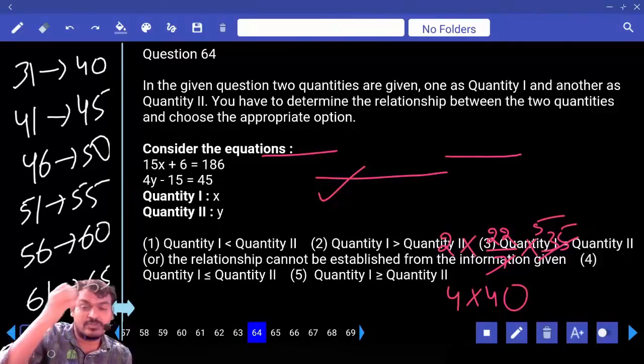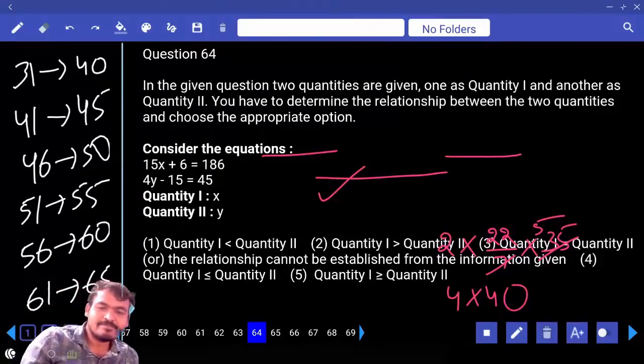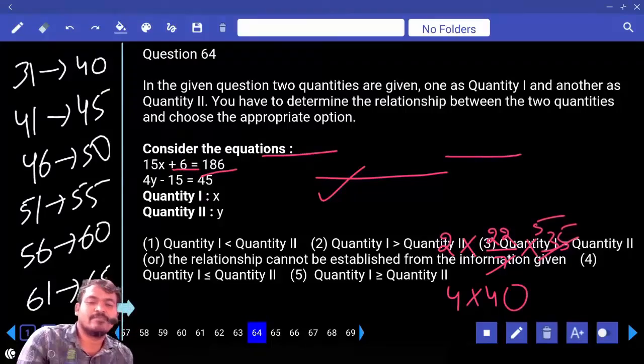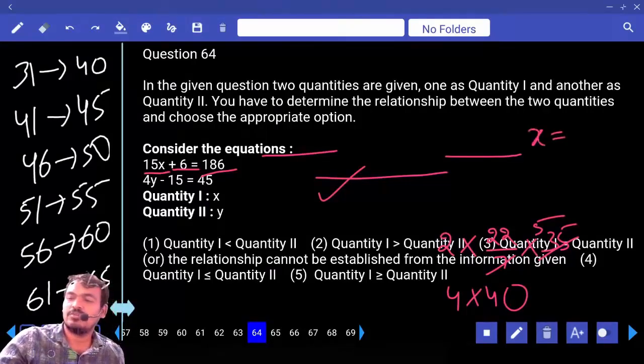Very easy question. What is the difference between 186 and 6? 180. It is equal to how many times x? 15 times x. Then x must be 12.